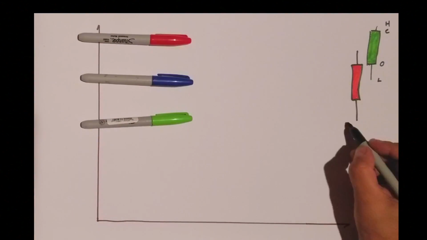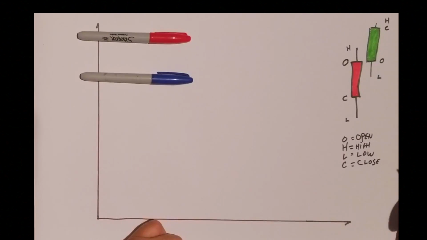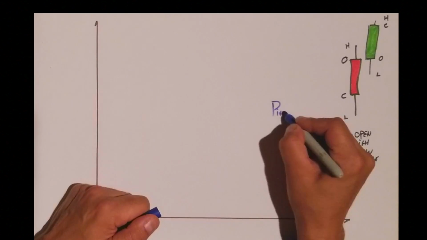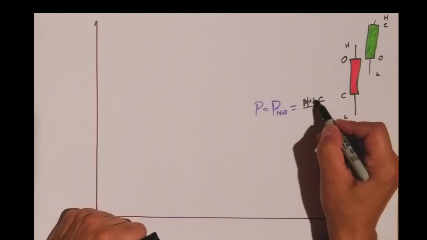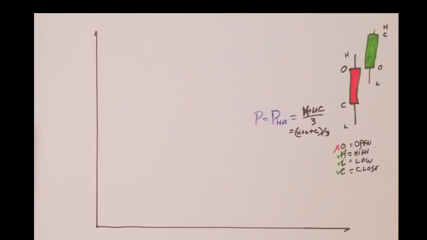This candlestick is red. It has an open, high, low, close as well. Now, we take those numbers, those are actual price points, price numbers. We take those numbers and we use them in the calculation of the pivots. So what are the pivots?